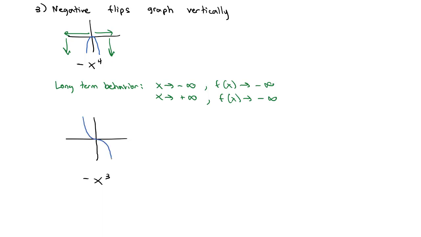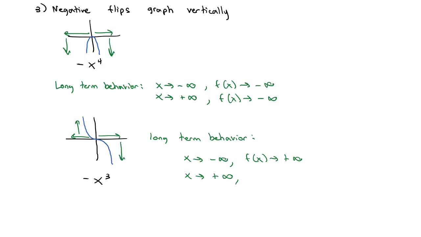Well, now it's going to flip over, and it's going to look like this, which means our long-term behavior is as x goes to negative infinity off the left side, the graph goes up, so f of x goes to positive infinity. And as x goes to positive infinity on the right, the graph goes down. So f of x goes to negative infinity. And that's kind of the long-term behavior of our power functions.